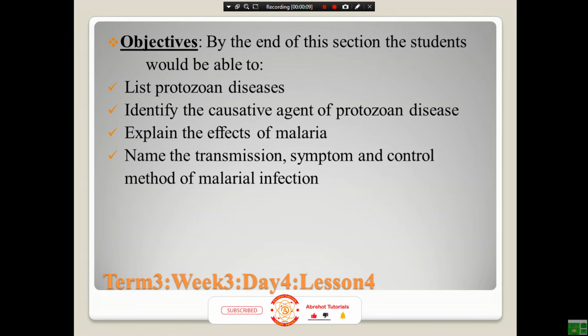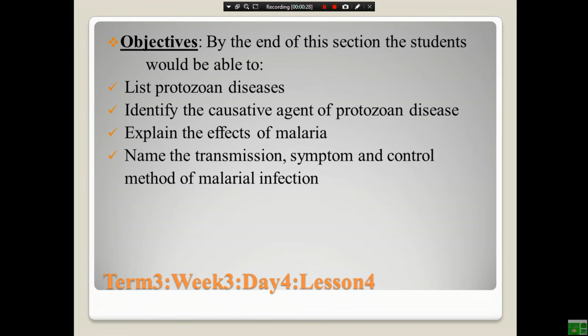In previous weeks, we discussed diseases caused by bacteria and parasites. Today, we are going to discuss another disease which is mainly caused by protozoans or vectors.